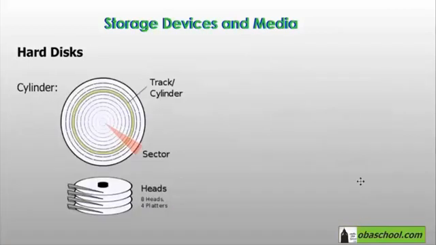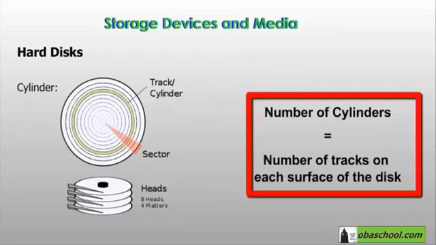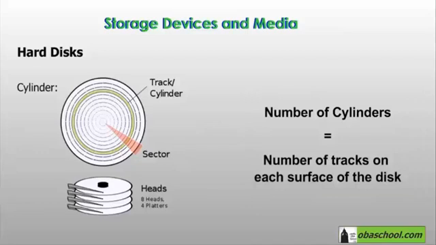In order to know the number of cylinders, we have to know the number of tracks on each surface of the disk. Let's look at this hard disk. If the number of tracks is 100, then the number of cylinders is 100.